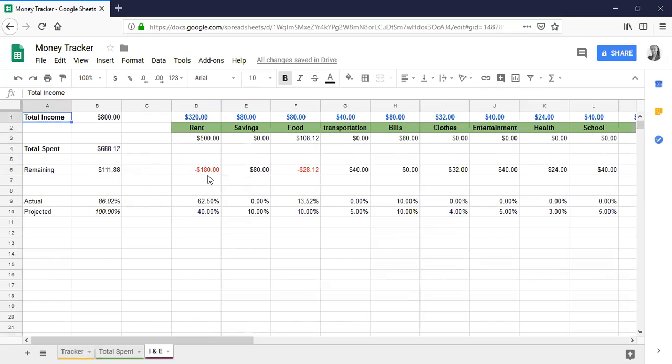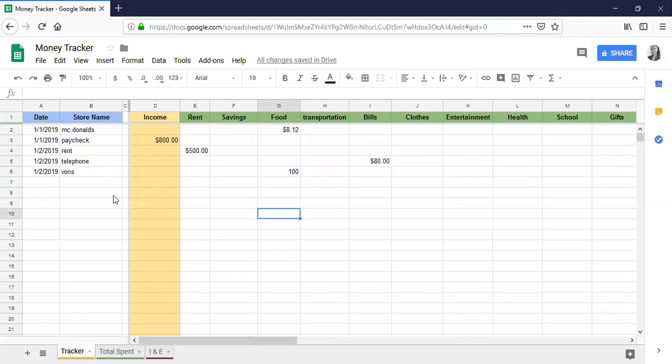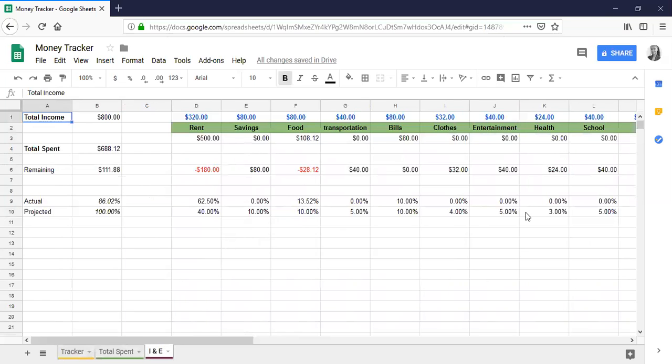And again, this was just an example, so the entire month has not been input in here, but this is how it works. So once you have some substantial data in the first tracker tab here, it can give you a better idea of what a practical budget would be for you.